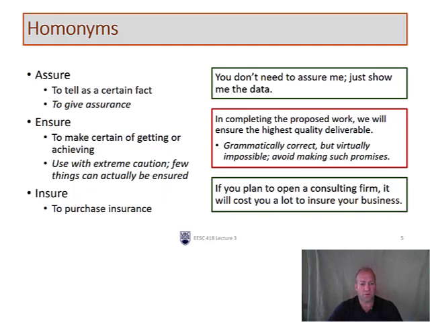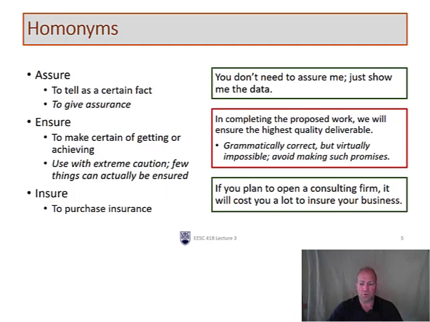The next word we do see often when we shouldn't see it. So ensure, to make certain of getting or achieving. So I said, use with extreme caution. Few things can actually be ensured in this way. So I've written the sentence on the right in red. Even though it's grammatically correct, it's just something we should try and avoid saying.